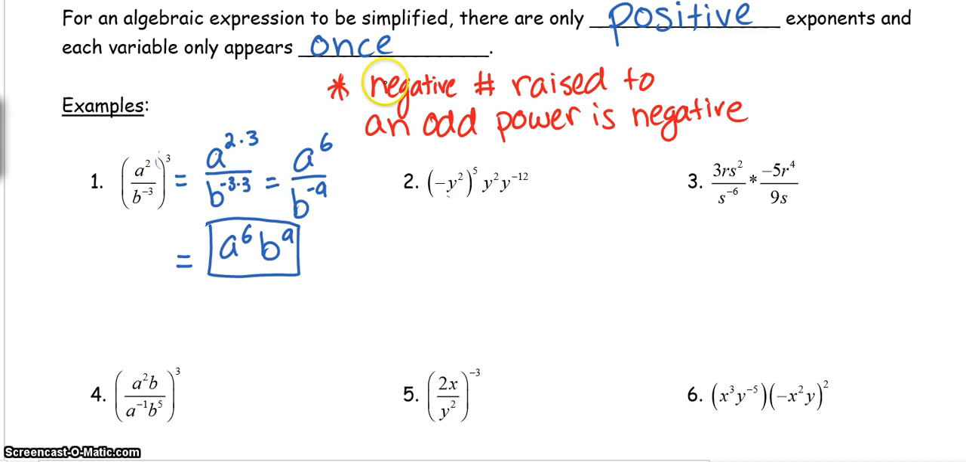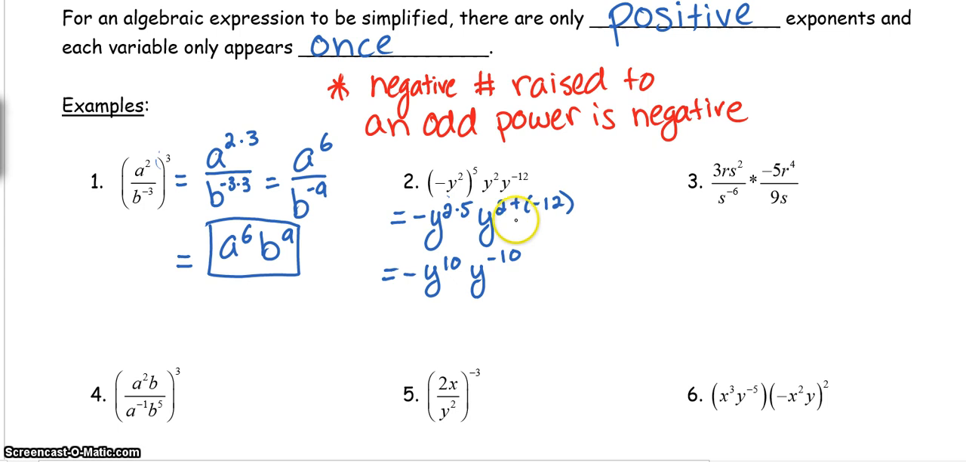It's important to remember. So here I've got negative raised to the 5th, so that's going to still be negative. And then I've got y squared to the 5th, so that would be y to the 2 times 5. Then I've got y squared times y to the negative 12th. We learned in one of our properties that when we're multiplying two terms with the same base, we add their exponents. So I have 2 plus negative 12. So now simplifying those, I've got negative y to the 10th, y to the negative 10th.